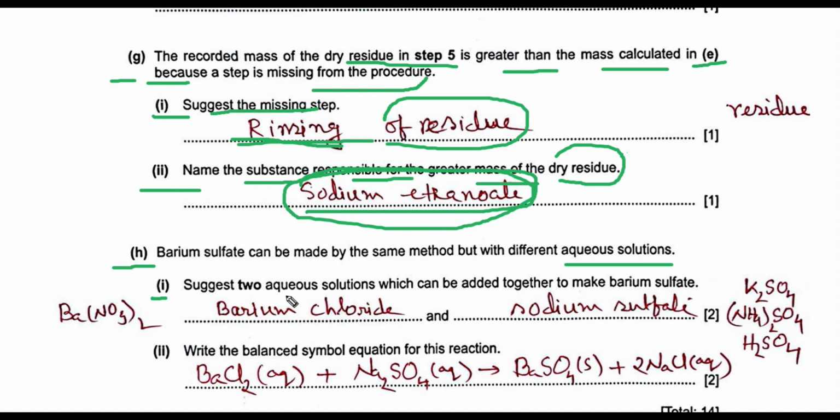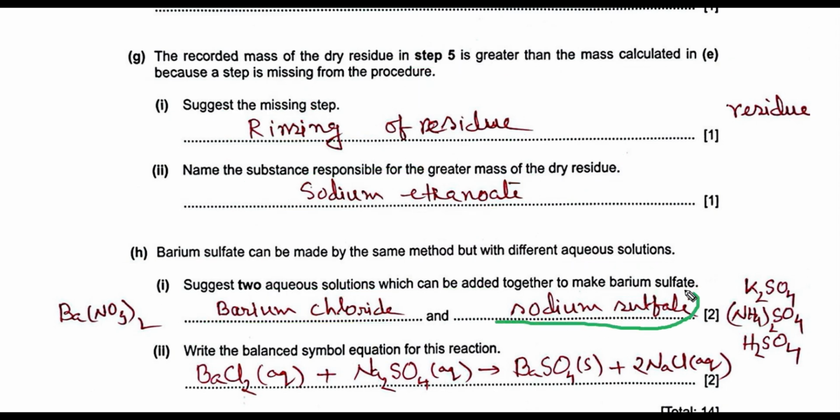Suggest two aqueous solutions which can be added together to make barium sulfate. So barium chloride reacts with sodium sulfate to produce barium sulfate precipitate, or in place of barium chloride you can write barium nitrate. In place of sodium sulfate, you can write potassium sulfate or ammonium sulfate or sulfuric acid.